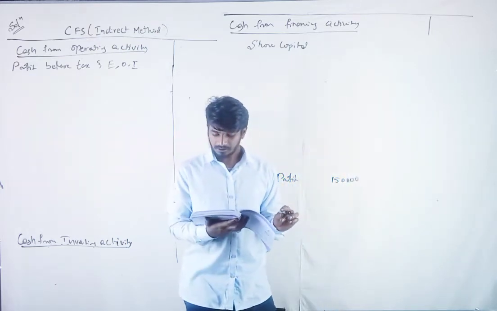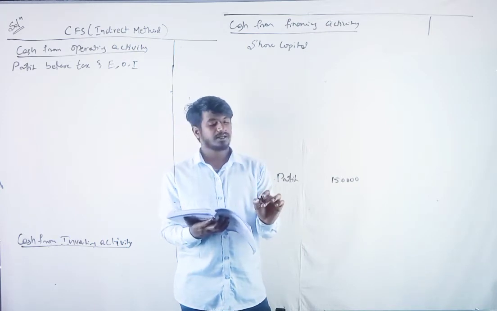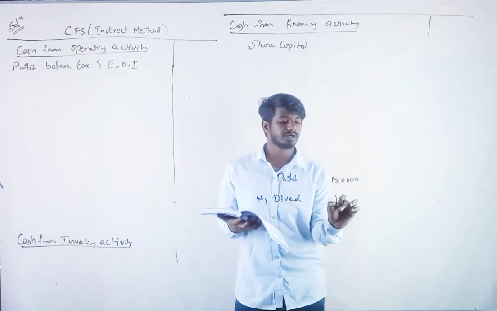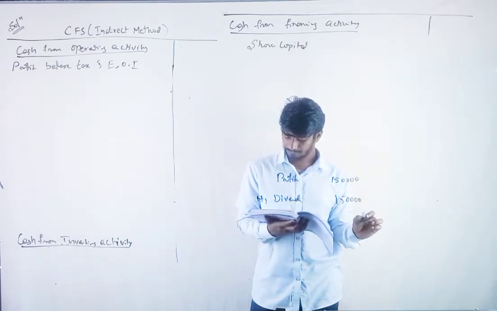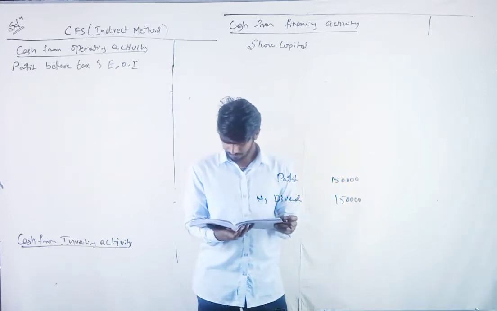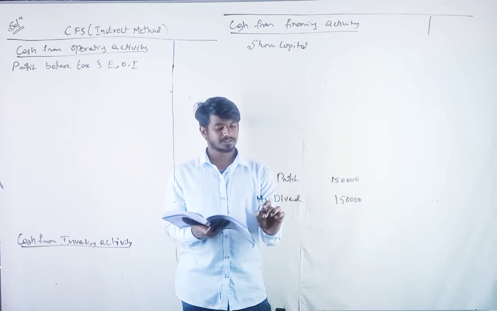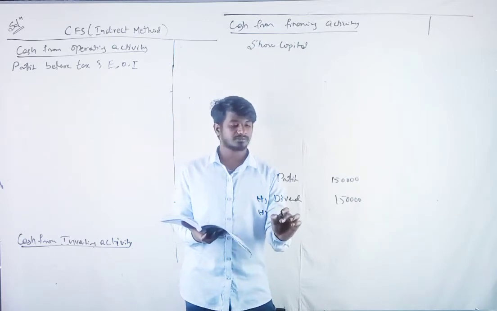Okay. Next, what we will add? We will add a dividend, 1,50,000. Is that correct? Yes. 1,50,000 is the dividend. And next, is there any general reserve? No.